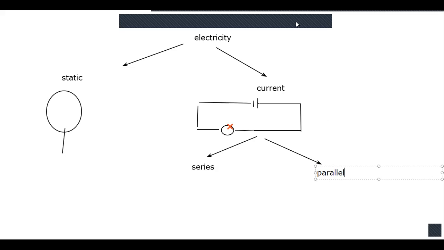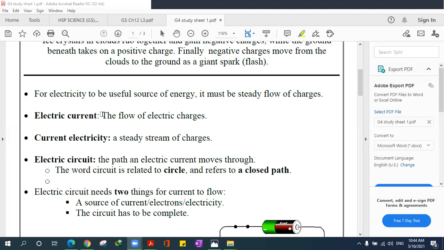Let me go into the screen. Then you learned about the electric current, which is the electricity that moves through the wires. So what moves through the wires? It's the current, or the electric current. Then we learned about current electricity, which is a steady stream of charges, steady charges moving through the wires.